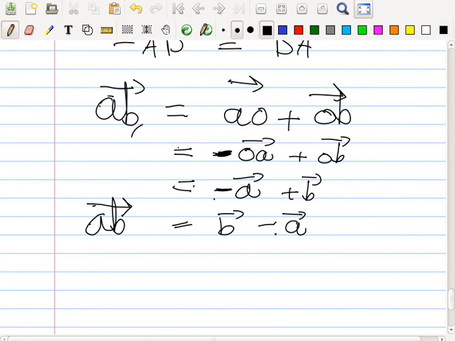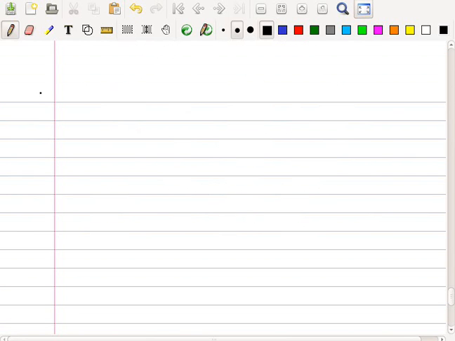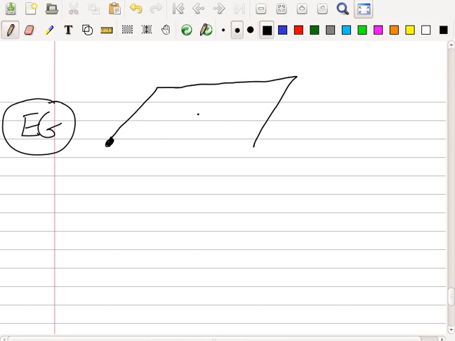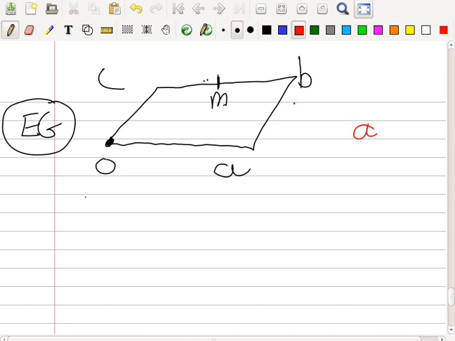Okay, do you have this? Now, let's have a look at an example. So let's say there's a parallelogram, and this is my O here, and let's say this is A, this is B, and then this one here is C, and then M here, that's in the middle. Okay, and I would like to find, let's say, OM. I want to write all my vectors using just A and using just C. So let's try to find M using just A and C.